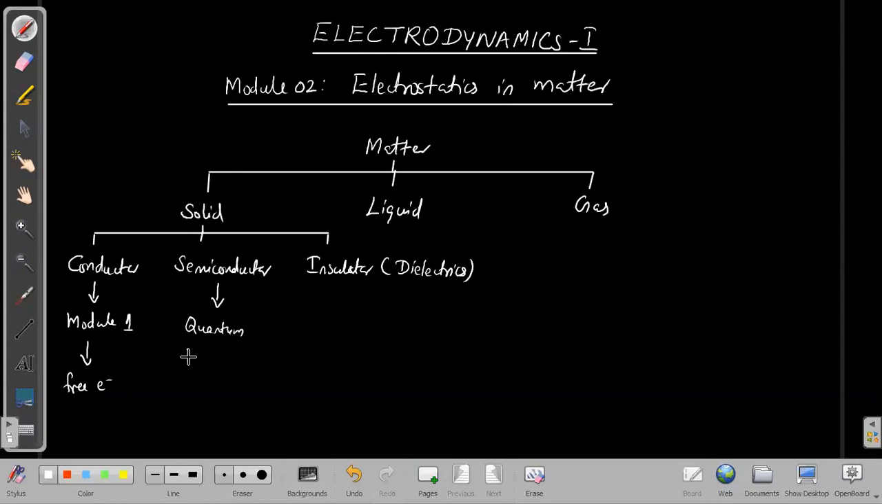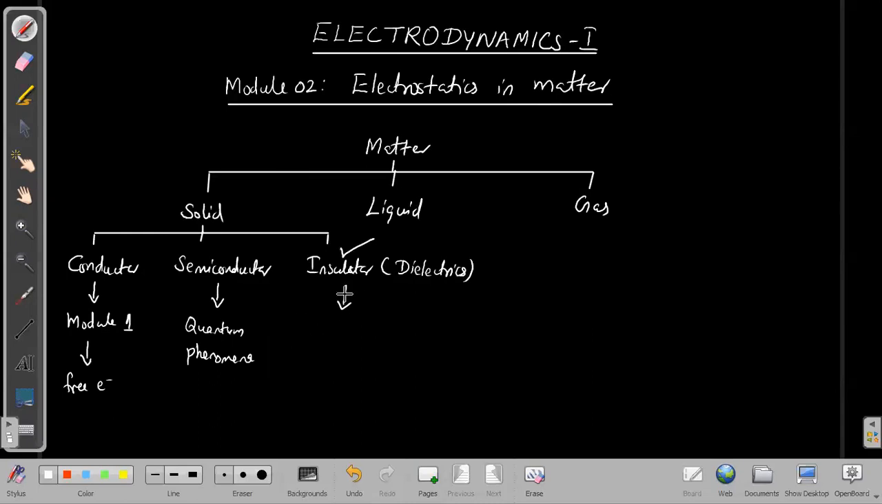So we have to know quantum mechanics to discuss the effect of electrostatics on semiconductors. So it is basically a quantum phenomenon. That is why we will not include the discussion of the semiconductor in module 2. So finally, the insulator we'll discuss in this section. So electrostatics in matter actually pinpoints the study of electrostatics on insulators or dielectrics. Okay, so this insulator we are going to discuss.